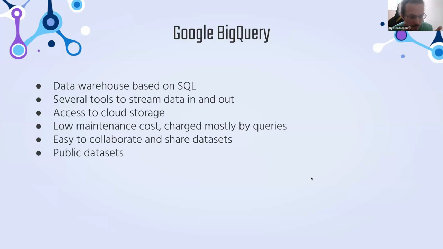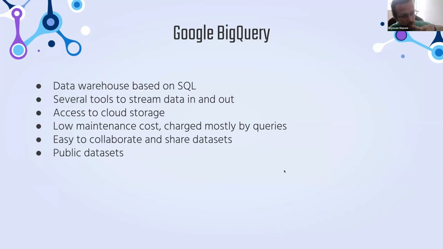So how does it work? It's a data warehouse and it's based on SQL, or SQL, if you prefer. So you have several tools to stream data in and out. As researchers in bibliometrics and scientometrics, usually we don't stream data in and out. We upload and download in batches and files in different file formats. But there are tools to automatically stream data in and out, as is usual in data companies, because they have websites and forms and mobile applications all inputting data.